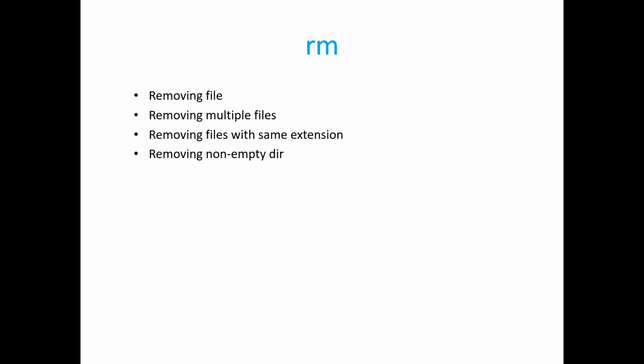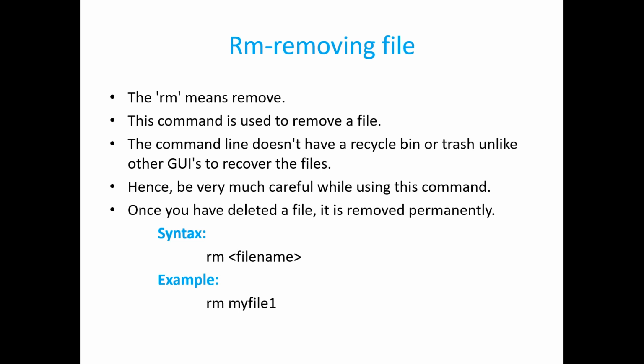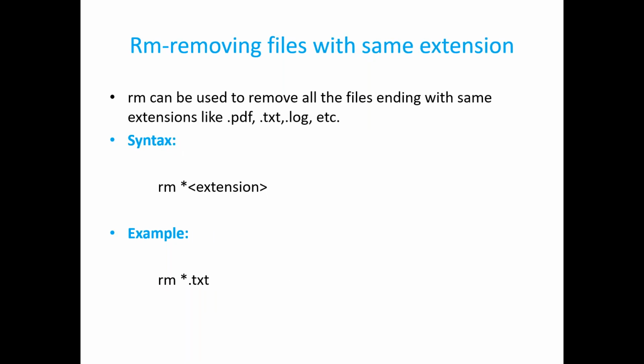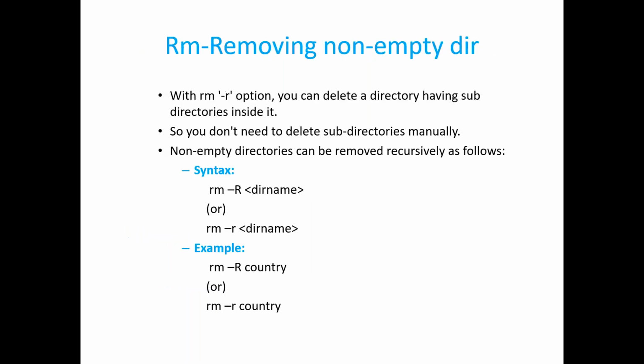Then we spoke about the rm command. You have to be a little careful when you use the rm command because rm is a permanent delete. That is, whenever you delete something by using the rm command, it's going to delete it completely, right? So you have to be a little careful whenever you use it. We have seen how to remove a file, how to remove multiple files, how to remove files based on the extension, and how to remove a non-empty directory by using rm with the -r option.